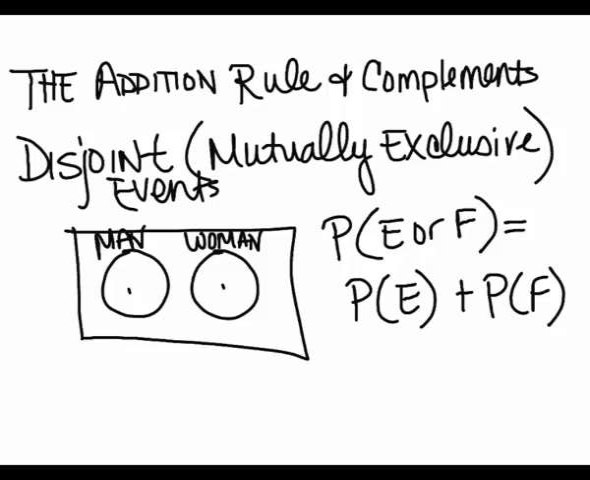So an example is, what's the probability of me flipping a coin and getting heads and spinning a spinner and getting blue? They have nothing to do with each other. So those would be considered disjoint events. And to find the probability of disjoint events, you would just take the probability of one event and add it to the probability of the other.